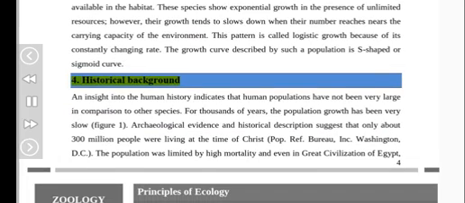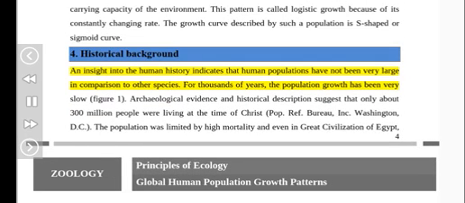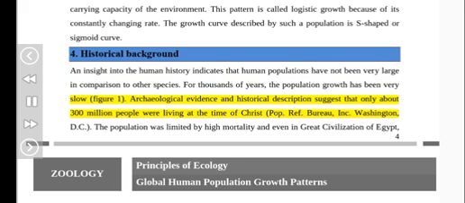4. Historical background. An insight into human history indicates that human populations have not been very large in comparison to other species. For thousands of years, the population growth has been very slow. Figure 1. Archaeological evidence and historical description suggest that only about 300 million people were living at the time of Christ. Pop. Ref. Bureau, Inc., Washington, D.C.